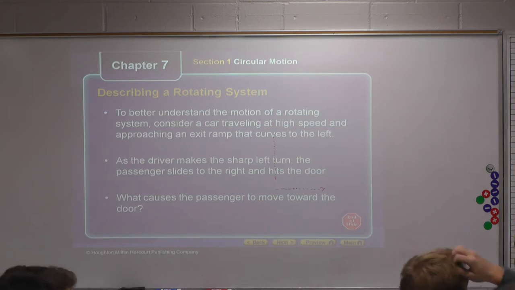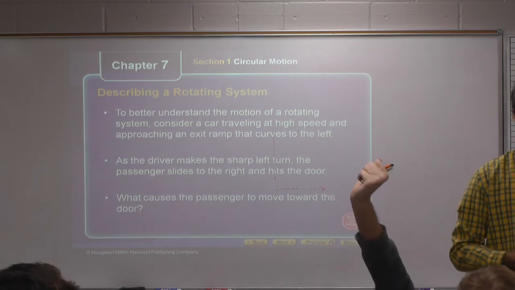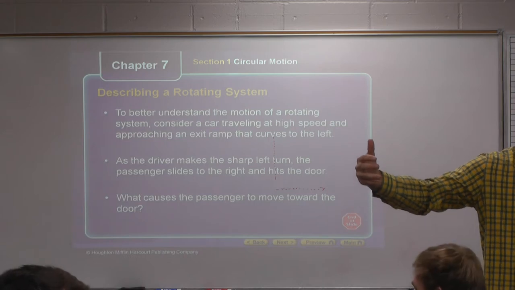Whatever object pushes, creates that force. It could be the seatbelt, it could be you hit the side of the car, it could be your boyfriend snuggling with you.